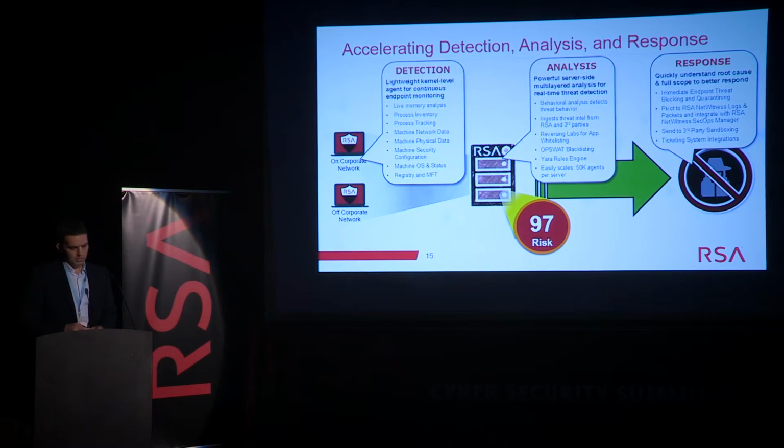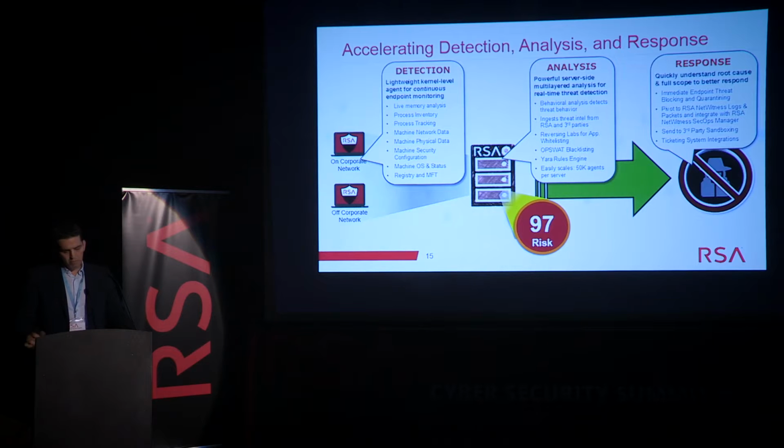And the last step here is response. We are trying to quickly understand the root cause and then react to it. We can do blocking as well. If there is something bad, we can mark it as bad, and then it will be blocked on the other endpoints. In some next releases, coming in a couple of weeks, there will also be blocking or network isolation, as we call it.